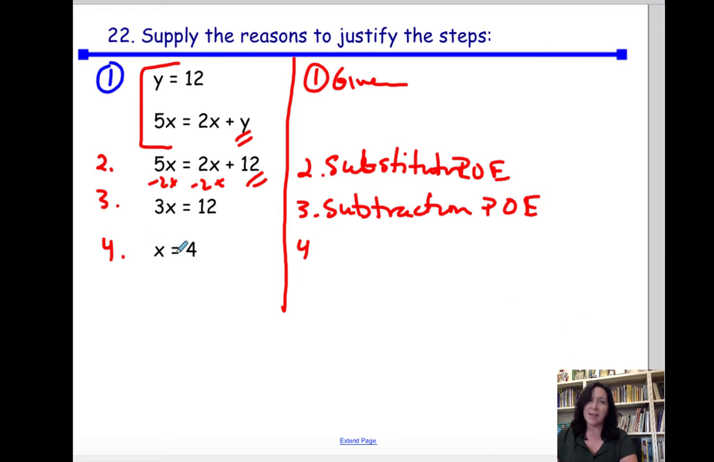Try to write better than me. Write nicer so that we can distinguish between substitution and subtraction, because if we can't distinguish between the two, it's going to be wrong. And then you have divide by 3, so this is the division property of equality. Okay, cool.